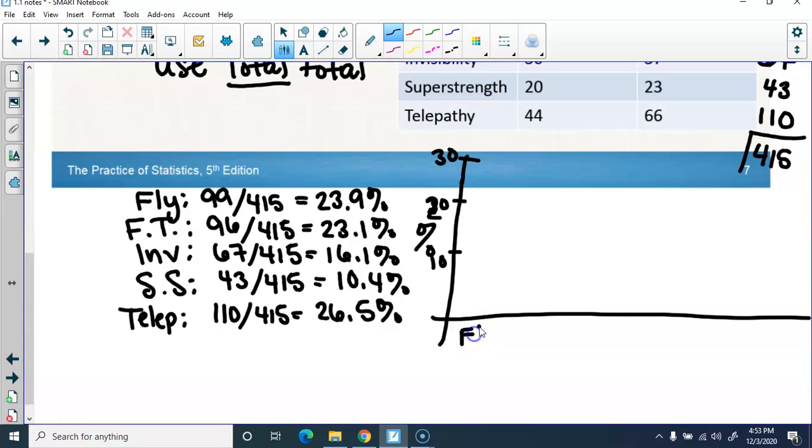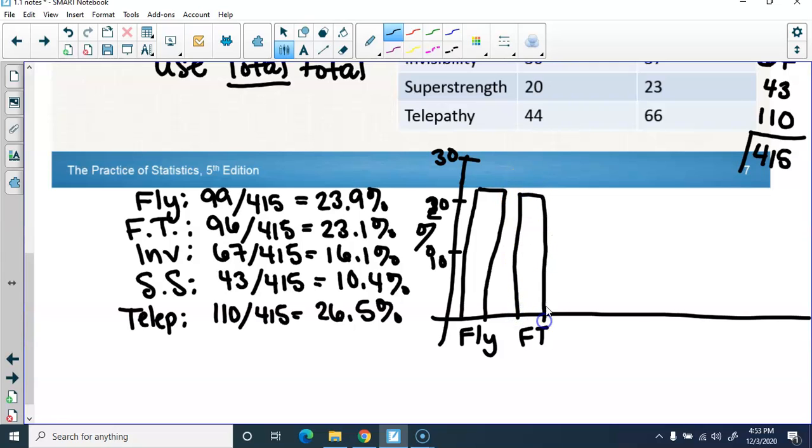So we have the ability to fly is going to go up to about 23.9%. Since I labeled right next to it, I'm not going to label the bar height. Oh boy, this is going to be a little rough with my lines here. But if you want to label the height of the bar, you can do that as well. Freeze time, 23.1, so it should just be a little bit lower than that one. Invisibility, so notice that they're not touching. Bar graphs do not touch. This is 16.1%.